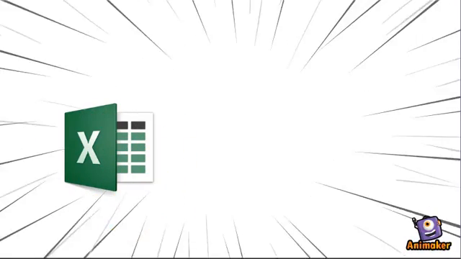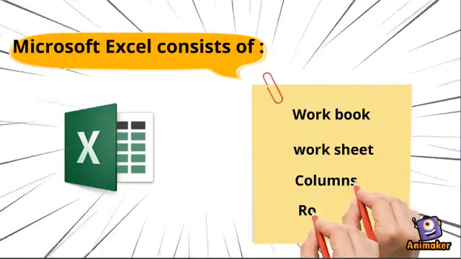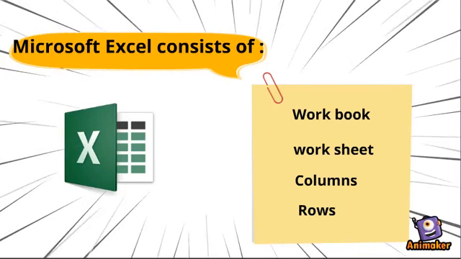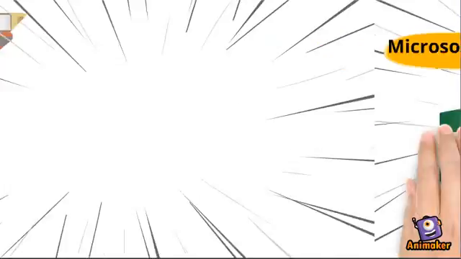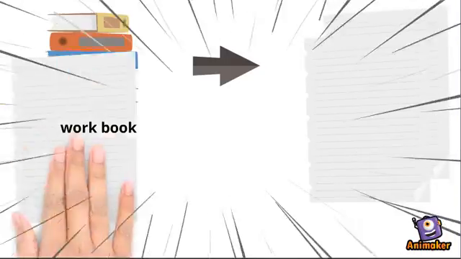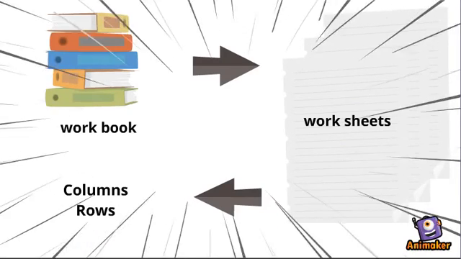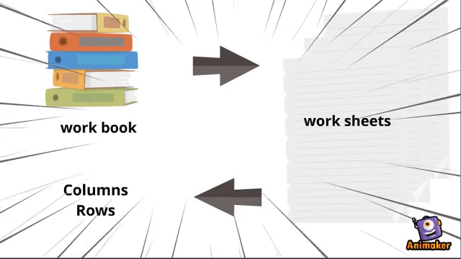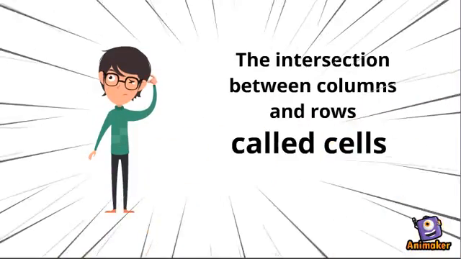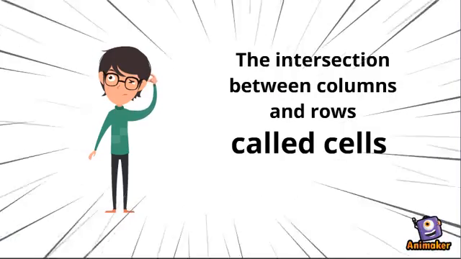Microsoft Excel consists of many parts: a workbook, a worksheet, a column and a row. We are going to discuss these in detail in the next slide. Let's find out. Each workbook consists of many worksheets, as you see, and each worksheet consists of columns and rows. What is this? Are you confused? I think you are, but we still have more. The intersection between the column and row is called a cell. Let's find out in real life what this means.